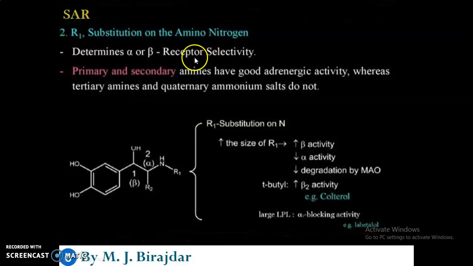R1 substitution on the amino nitrogen. These are the amino nitrogens. I have already discussed R1 substitution in the previous slide. If the R1 substitution on the nitrogen increases in size, the activity of beta agonists increases. This determines alpha or beta receptor selectivity. Primary and secondary amines have good adrenergic activity, whereas tertiary amines and quaternary ammoniums do not. If the size of the substitution on R1 increases, it decreases the alpha activity.